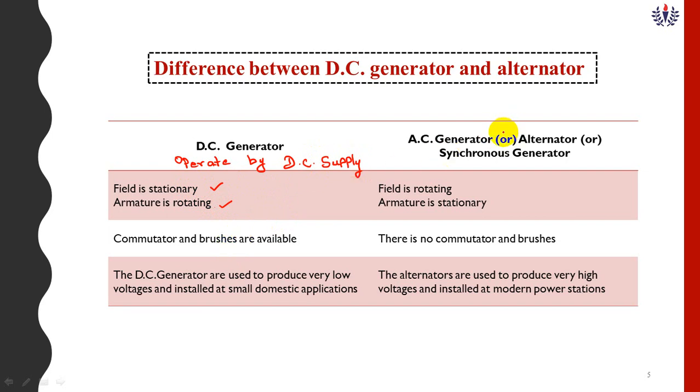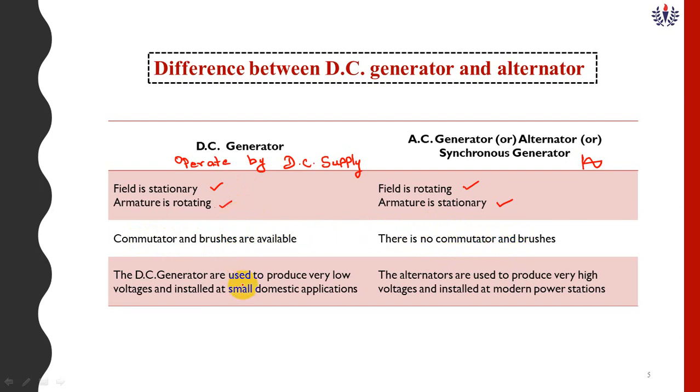But in the AC generator, the generator operated by an AC supply is known as an alternator or AC generator. Here the field is rotating, and the armature is stationary. In a DC generator there will be a commutator and brushes, but in AC there is no commutator and brushes.